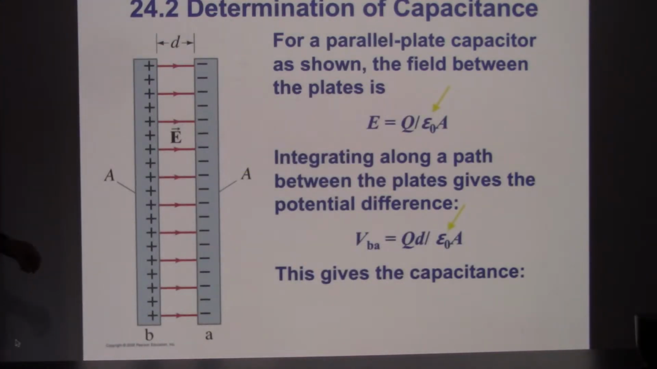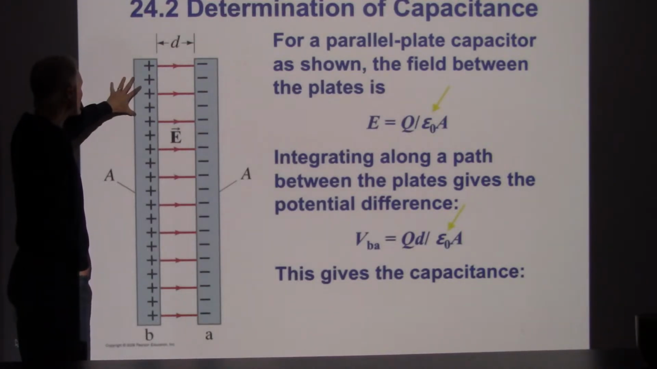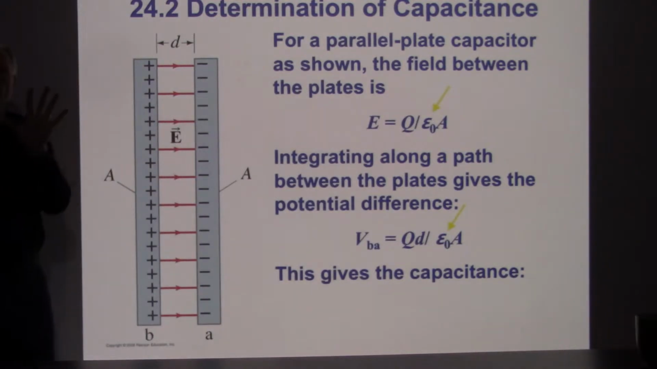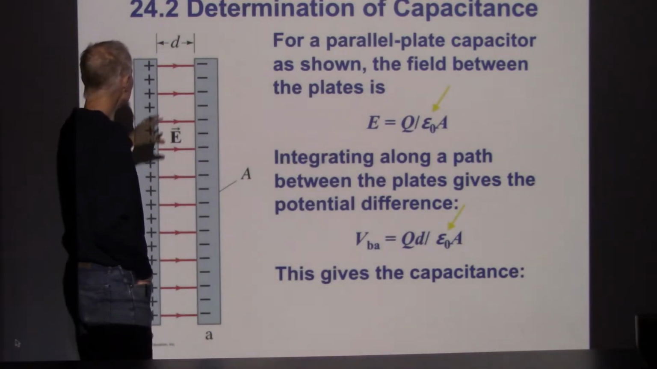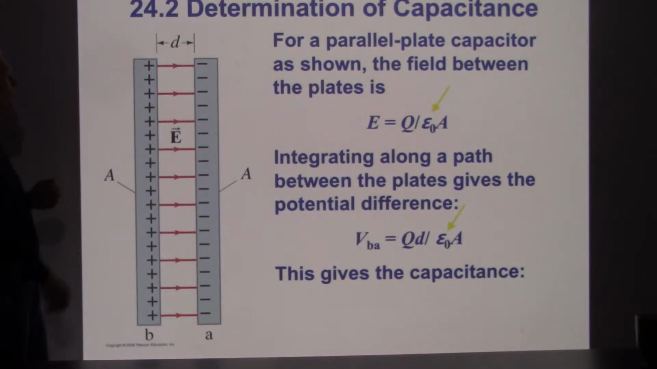Okay, so here's a capacitor. Let's think of it in terms of electric fields. If I build up a lot of positive charge on one plate and a bunch of negative charge on another plate, that's going to set up an electric field in the region between the two plates.